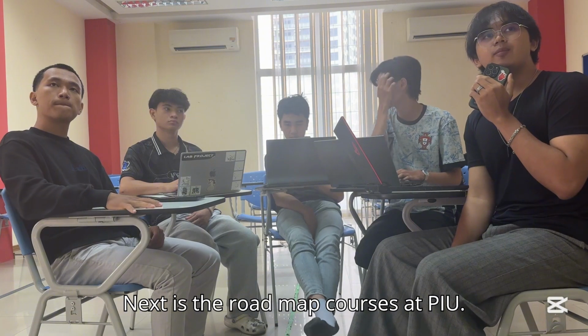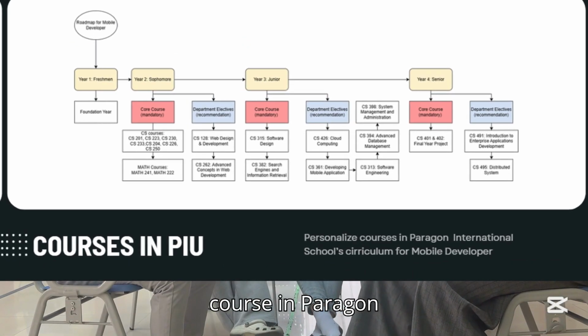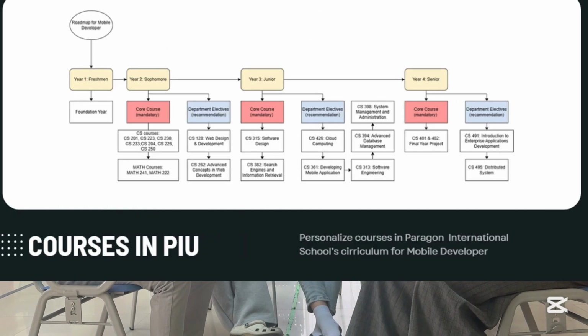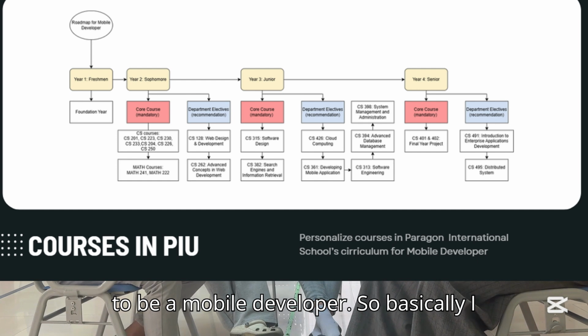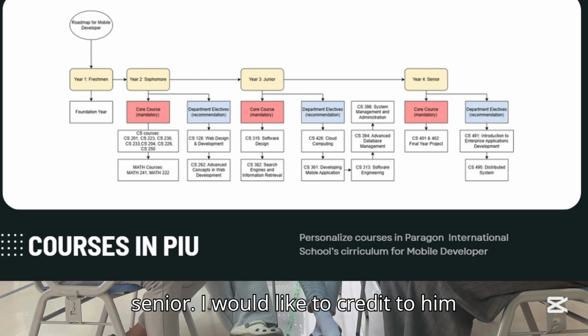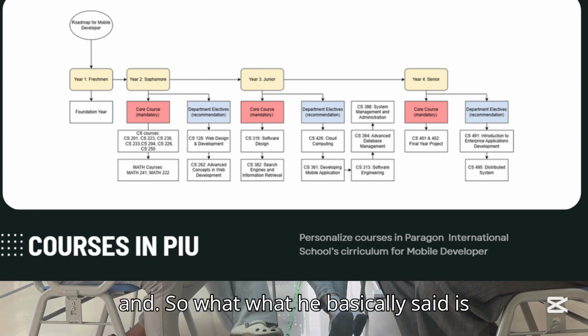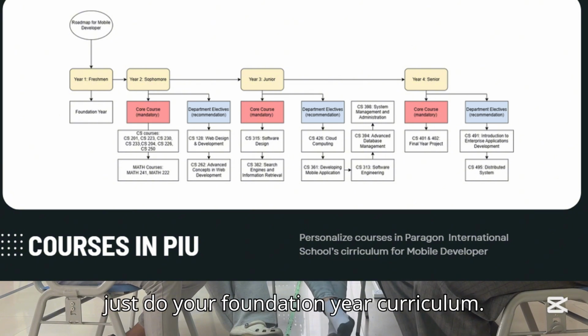Next is the roadmap of courses at PAU. This is basically a personalized course plan in the Paragon curriculum for CS, especially if you want to be a mobile developer. I got all of this from one of my seniors, and I would like to credit him. What he basically said is, for year 1, which is freshman, you just do your foundation year curriculum.